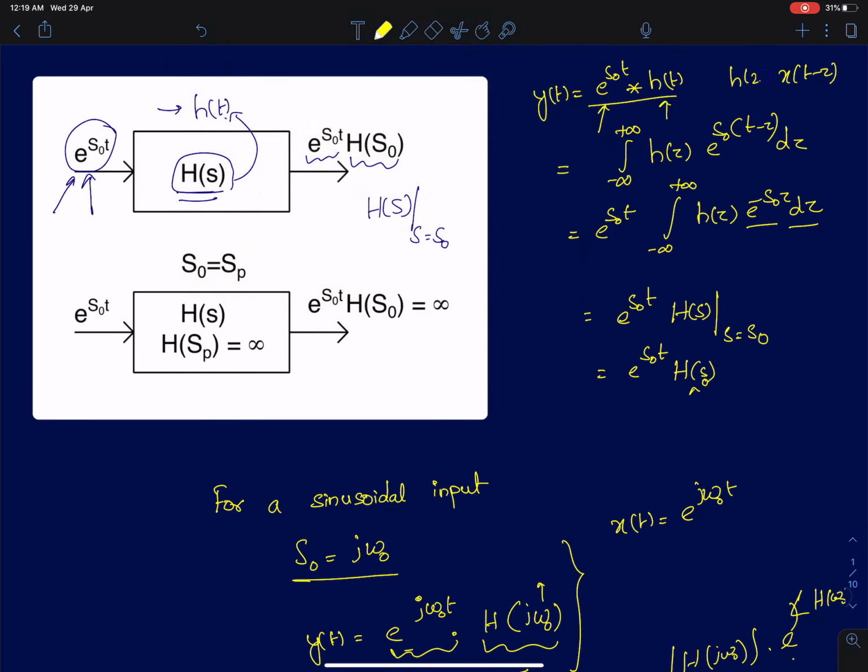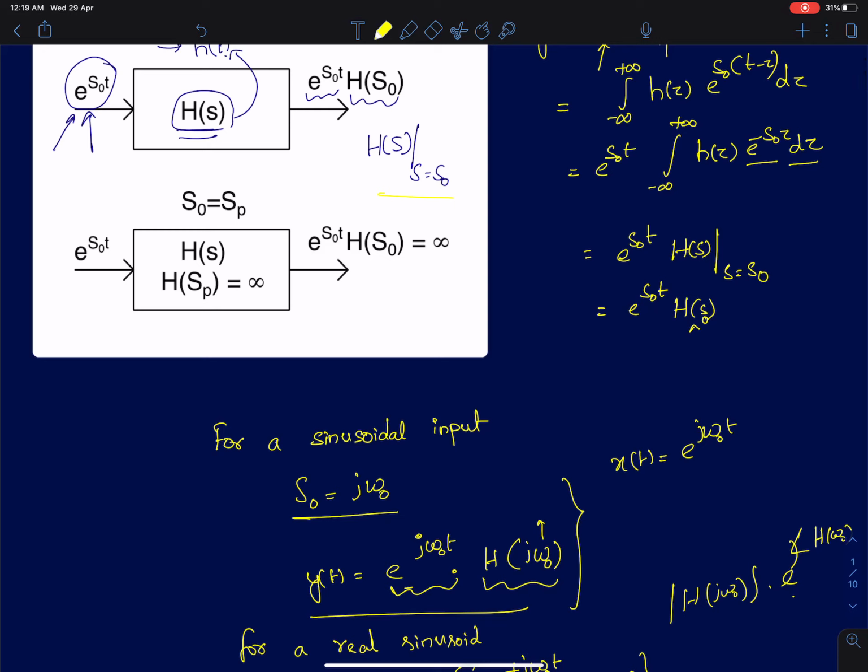I'll give a more rigorous proof of this result probably in the next lecture. But right now, I'll only quote the final result and try to draw some intuitions out of it. So the final result is that the output y(t) is given by the input, e^(s₀t), multiplied by H(s₀), which is the Laplace transform of the impulse response, your transfer function, evaluated at s equal to s₀.